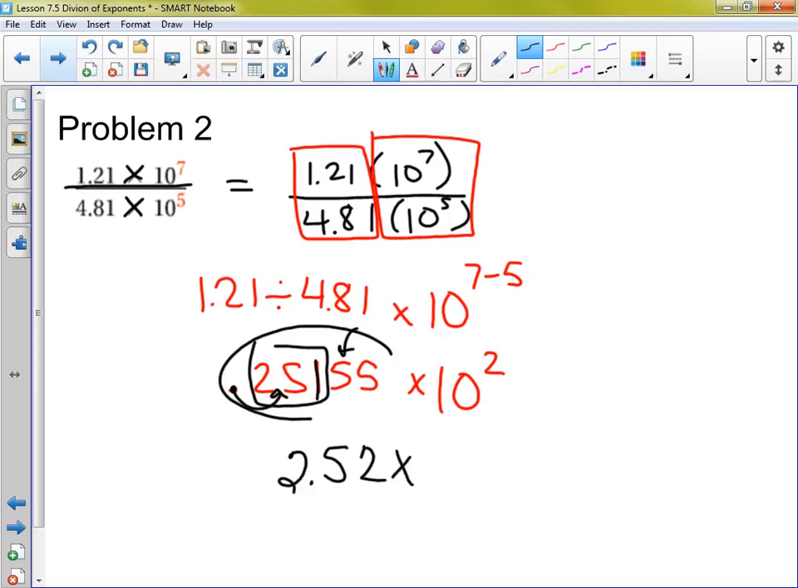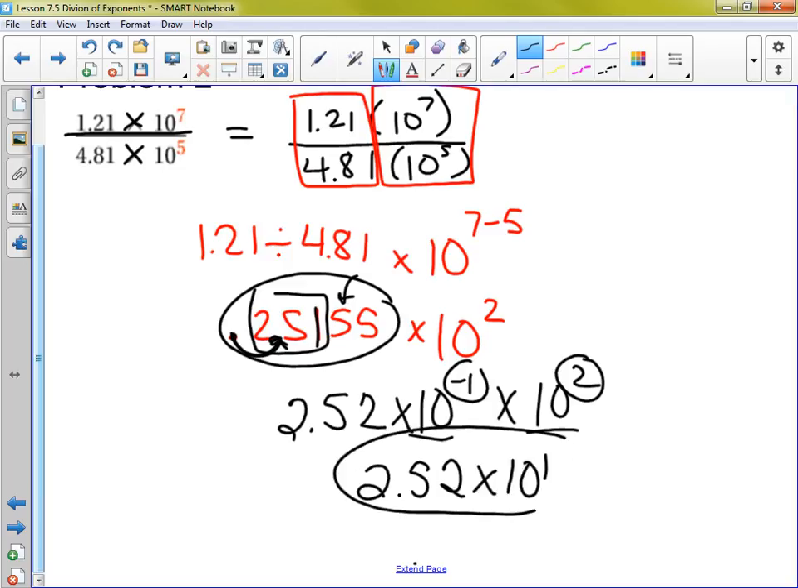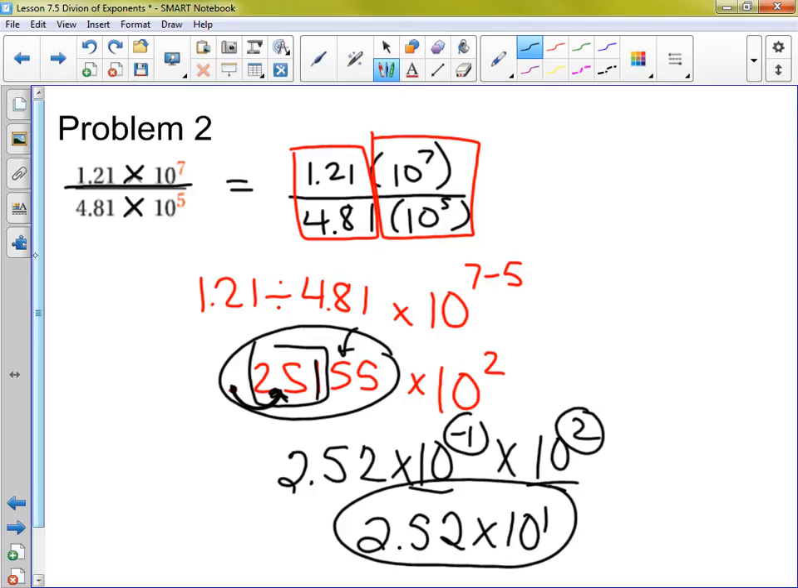And just this part alone is 2.52 times 10 to the negative 1 because it's a small number and I've moved the decimal place 1 time. Times 10 to the second. These two powers of 10, like bases, I'm multiplying, so I add the exponents. My final answer is 2.52 times 10 to the first power. And that's it. 3 problems, 3 examples.